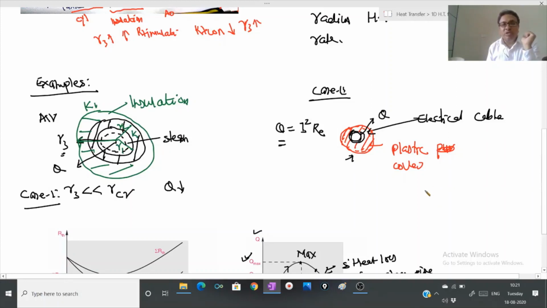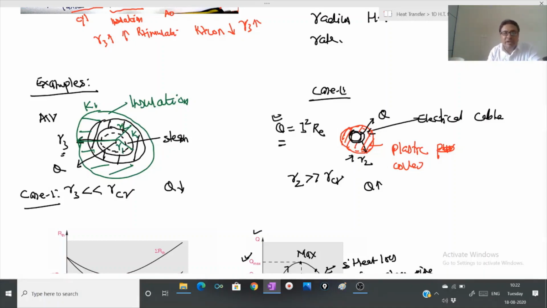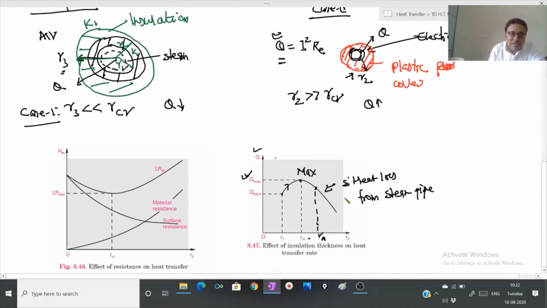So what is the solution to this? The solution is that I choose the thickness of the plastic cover in such a way that its outer radius is greater than the critical radius of insulation. This will increase the heat transfer rate. The heat transfer rate will increase. It will fall in this zone.